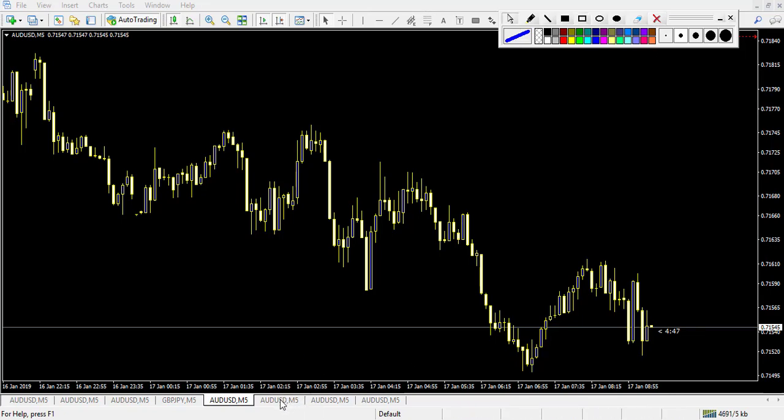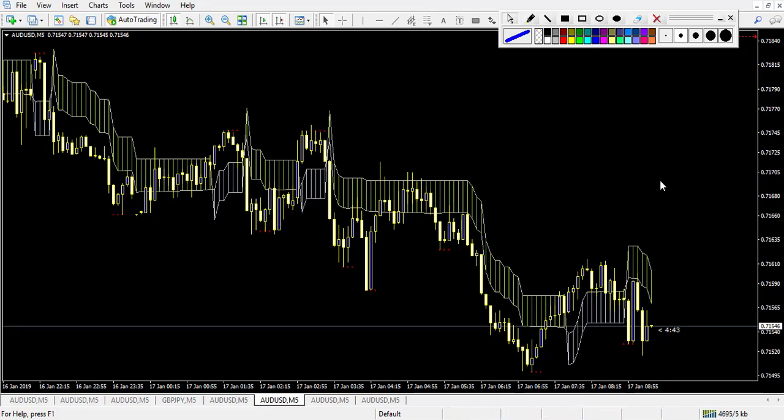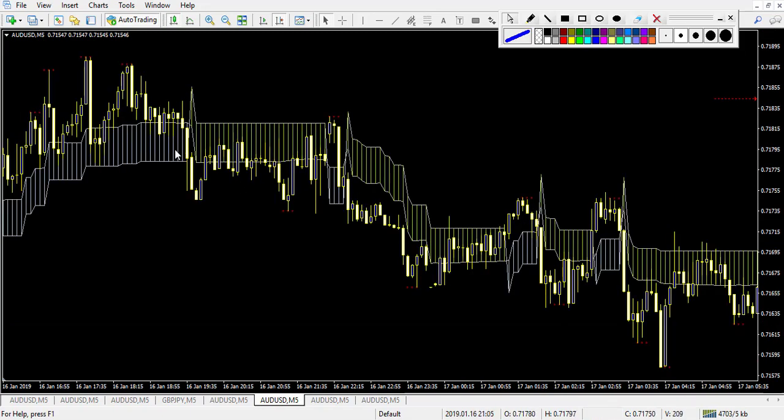Then we have the PZ swing trading. This is a very nice tool correlated with price action. Remember when we say it's a downtrend based on price action, this kind of tells you that this is a downtrend. So when the cloud is above, you only want to take put trades. And when the cloud is below, you want to take call trades. That is one of the rules of our system. That's how you will use the PZ swing trading.